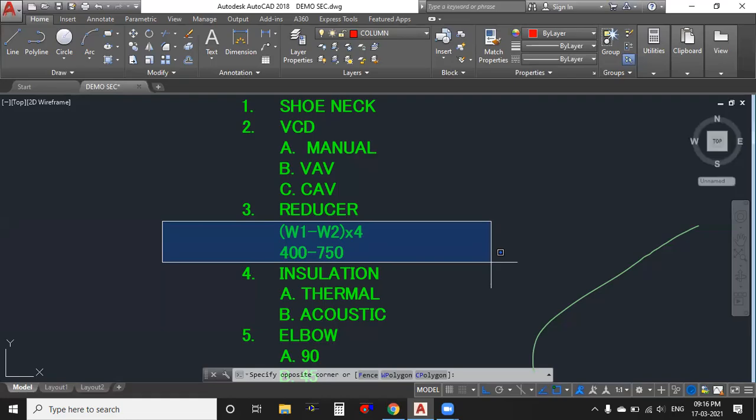That length should be in between 400 to 750. If we are getting a length below 400, we are going to take 400. If we are getting a length above 750, we are going to take 750. But in between 400 and 750, whatever we are getting, the same we are going to maintain. Maybe if we are getting 500, we are going to select a 500 reducer. If you are getting 600, we are going to select 600. Clear?